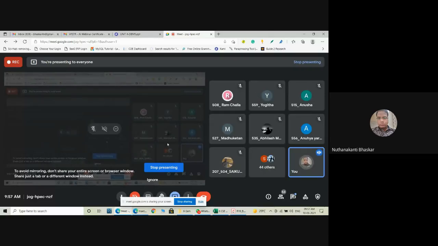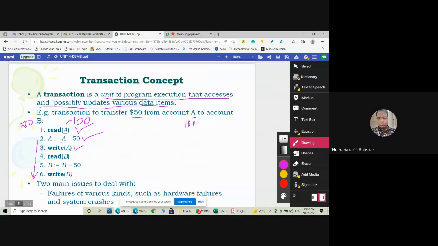The task name is different, but it is either a read or a write that is performed. Yes or no? Now, A equal to A minus 50 I want to perform. After performing, you need to update your database, right? You need to update your bank account, right? Yes or no?